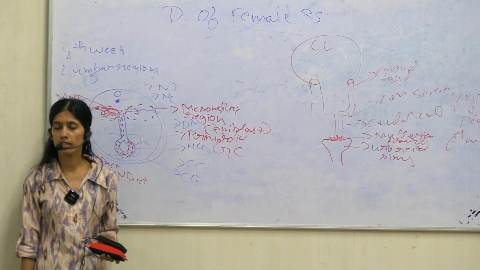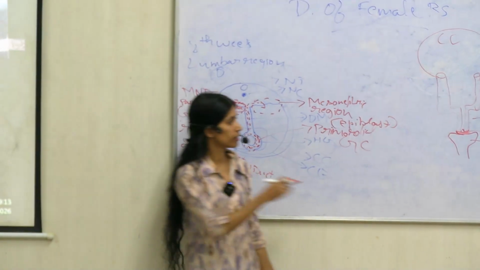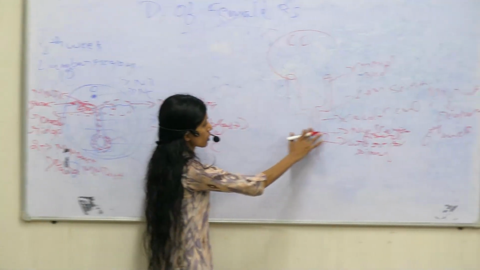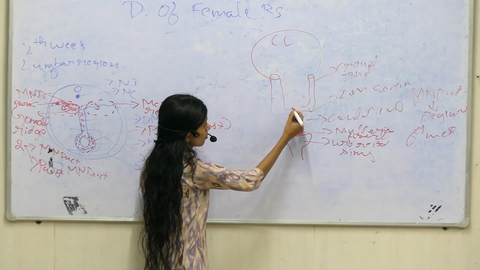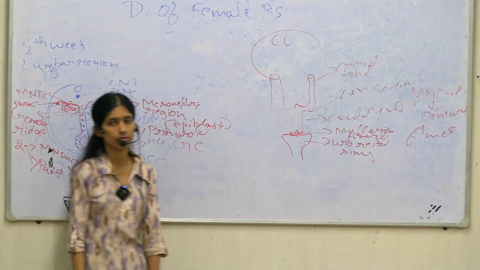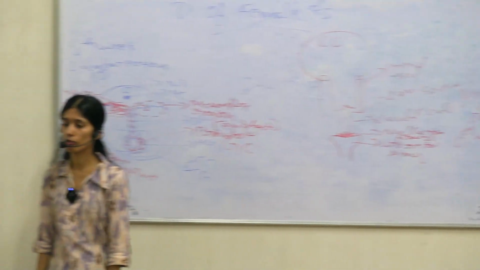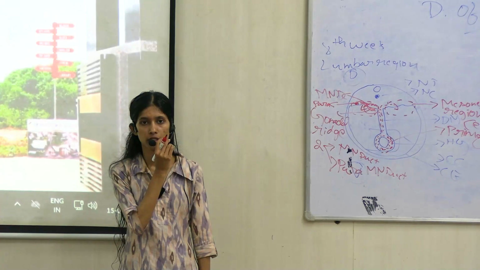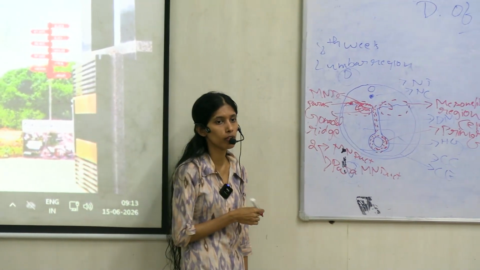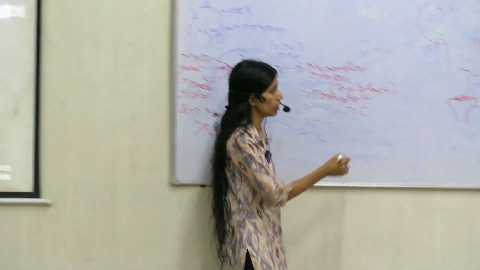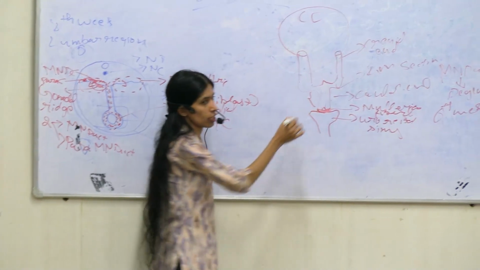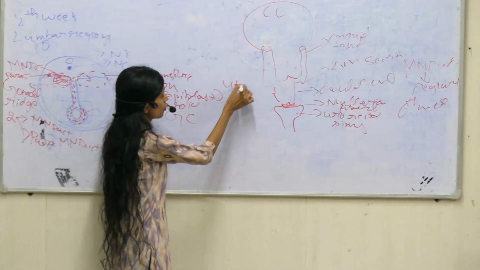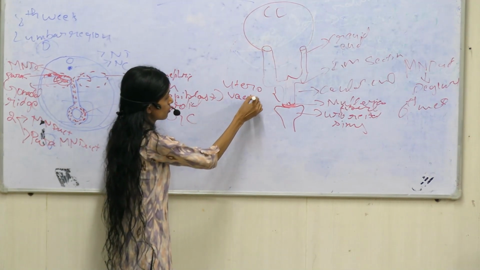Okay. So by the end of the 3rd week, this caudal end, what you are seeing, the 2 different structures will fuse with each other like this. Okay. By the end of the 3rd month, okay, not 3rd week, sorry, by the end of the 3rd month, the 2 caudal ends will fuse with each other and form a single canal-like structure, which is called as uterovaginal canal.